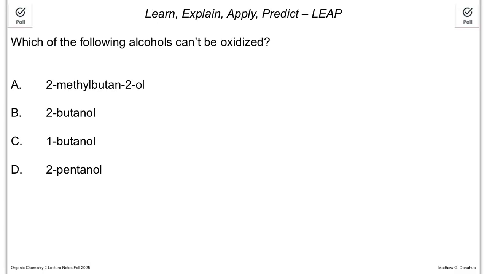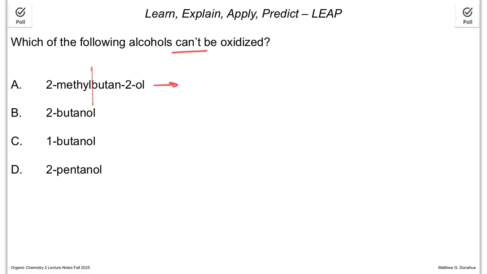So here's 4 names of molecules, and the question says, which one of these cannot be oxidized? In general, whenever you're given a name, you want to draw out the structure, do some classifications, and then sort of apply the algorithm which we're learning. So let's convert that name to a structure. I'm going to chop the name right there.